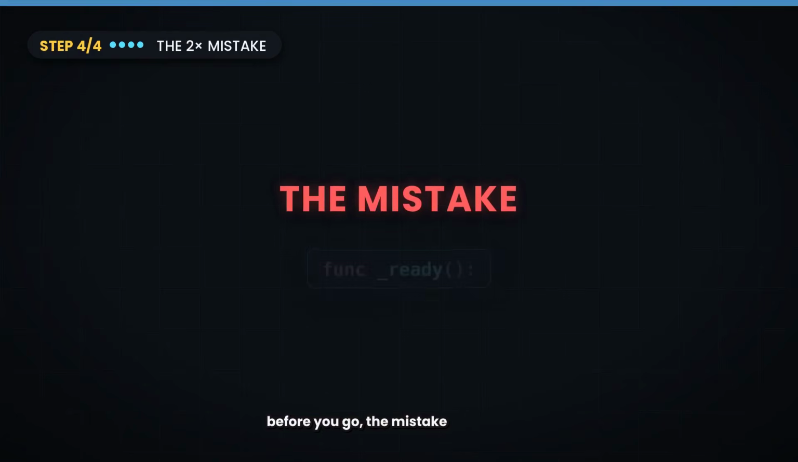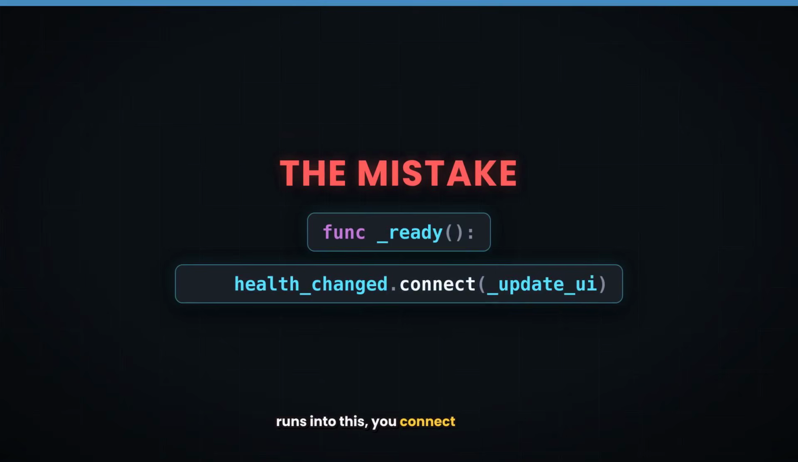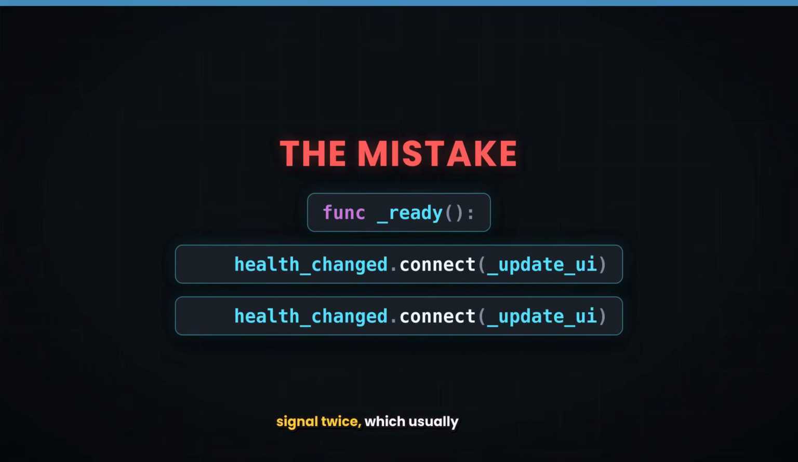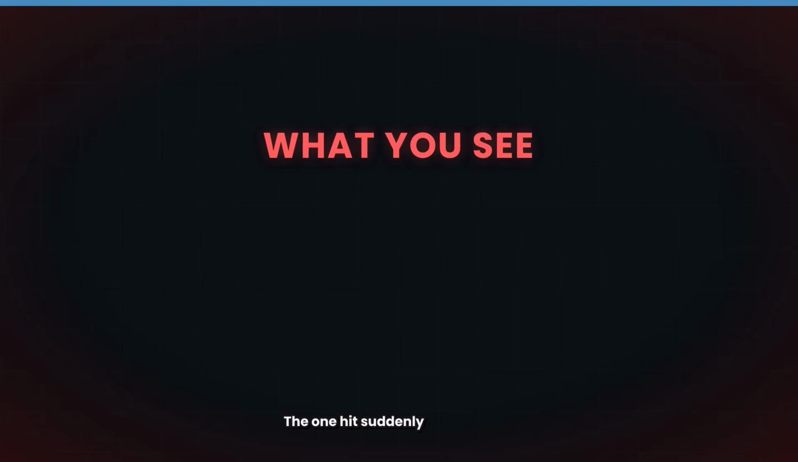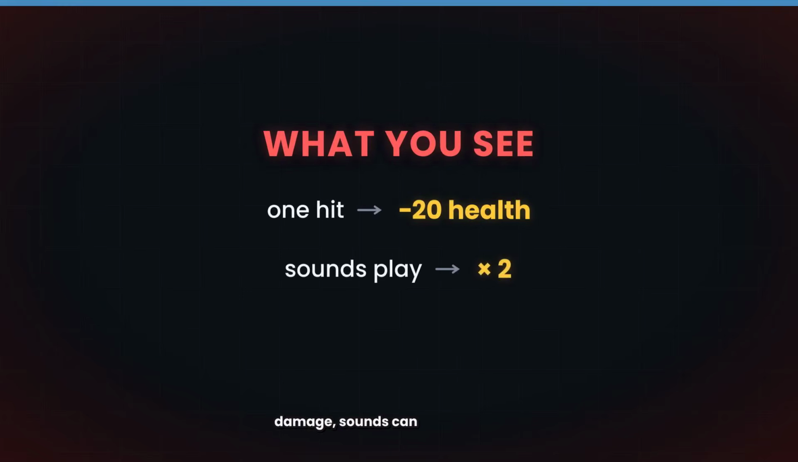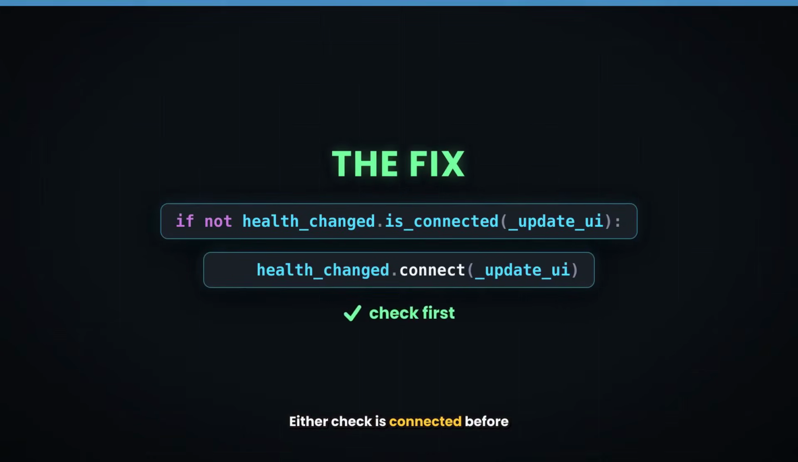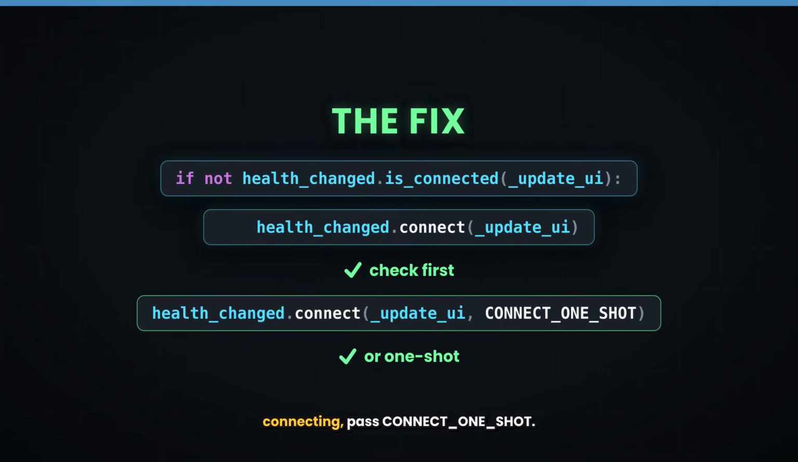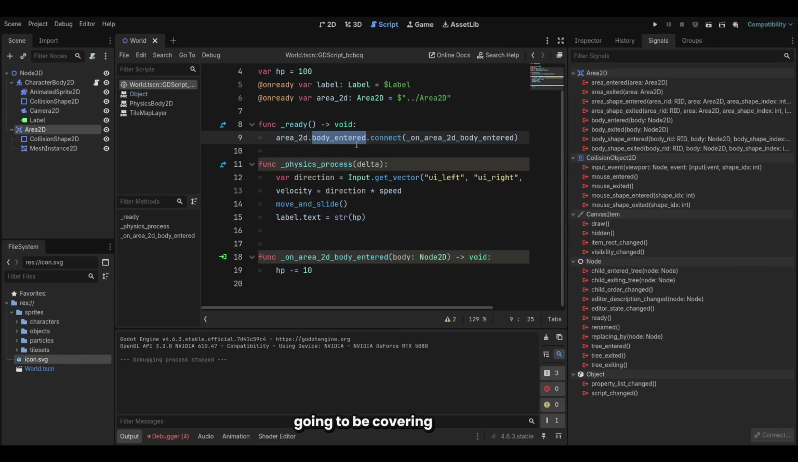Now before you go, the mistake I mentioned at the start, and pretty much everyone runs into this: if you connect the same signal twice, which usually happens when you connect inside of the ready on something that gets re-added, like a respawning enemy, your function is now going to run twice. So one hit suddenly deals double damage, or sounds can play twice. And Godot gives you no error at all, it just happens. The fix is super simple. Either check is_connected before connecting, or pass one shot. That one check will save you a lot of debugging. But yeah, that's pretty much all we're going to be covering in signals.